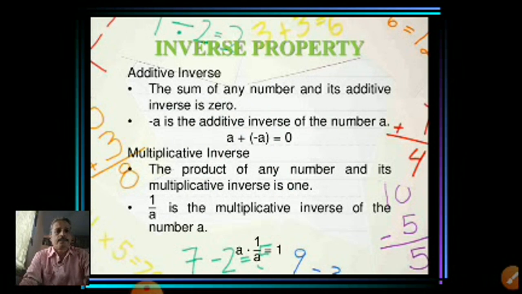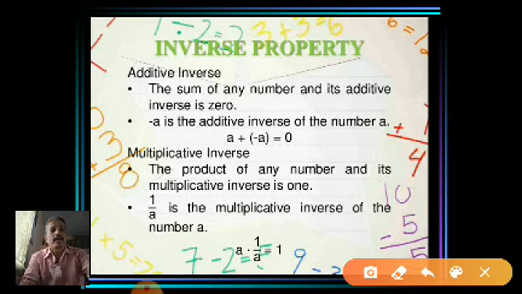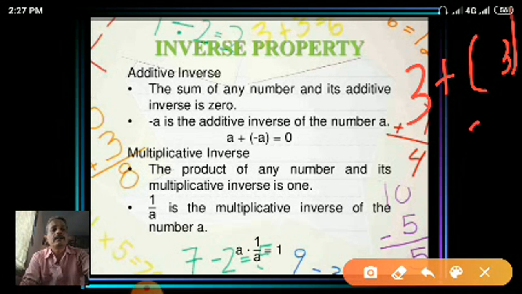Inverse property. Have you heard the word inverse anytime? Yes, there are two types of inverse: additive inverse and multiplicative inverse. Additive inverse is a number which is added to the same number but with a different sign. Suppose the number is positive, so you have to add the same number negative. Let me take an example to clarify this idea. I am taking 3. Now you have to put the plus sign but add the same number and get the result, which is 0.